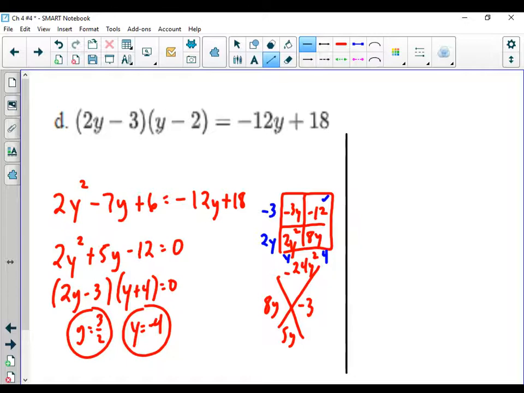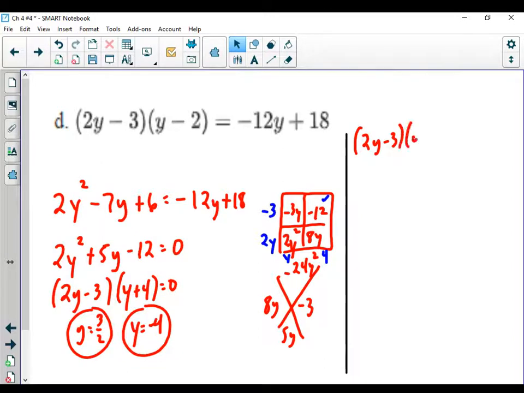Here's maybe a different way you can think about this one, and maybe you like this, maybe you don't. I've got that 2y minus 3 times the y minus 2. If I look at that second side, though, or the right-hand side, I might notice the 12 and the 18. They both can be divided by 6. So I'm actually even going to pull out a negative 6 out of those two terms. So if I pull a negative 6 out, I have now 2y minus 3.